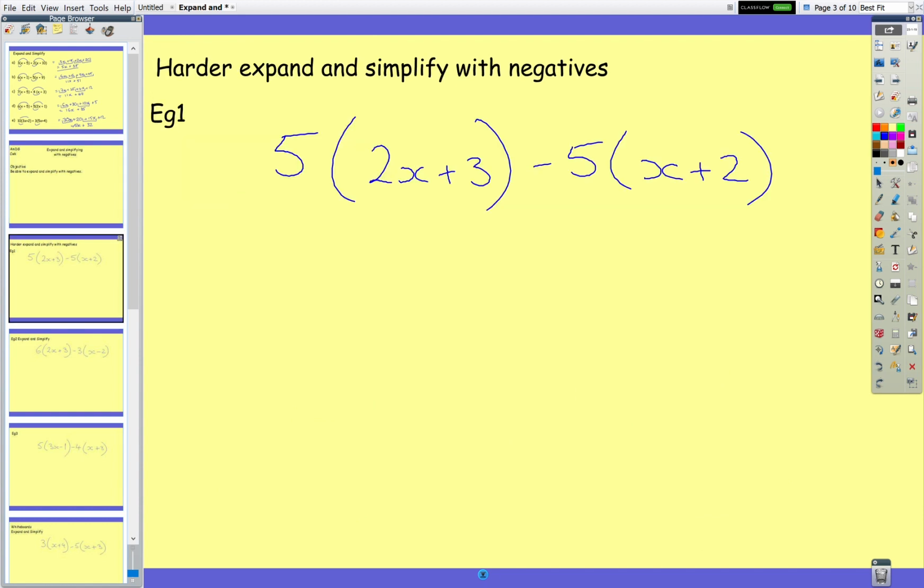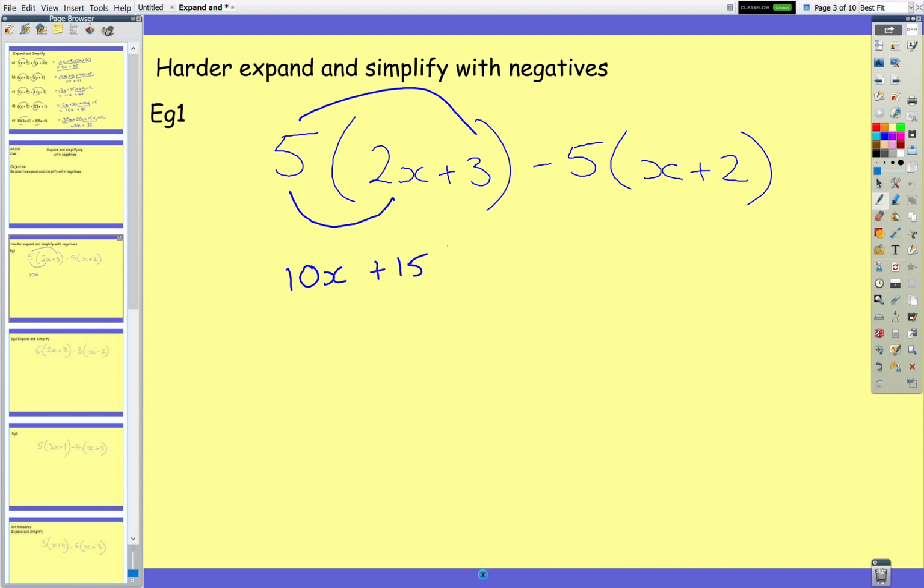So let's have a look at the first example now. If you want to get this one down, pause the video and we can go through it together. Now, hopefully, we've got 5 times 2x, which gives me 10x, and 5 times 3, which gives me plus 15. Whoa, got these floating around here. Let's get rid of these. Right, we'll pretend that didn't happen. So we've got plus 15.